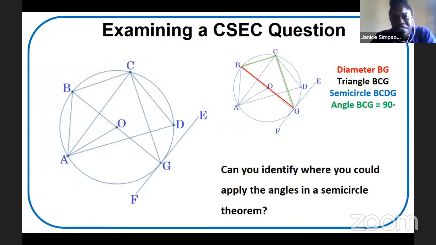So BCG there. The diameter is BG, passing through the center O, and the angle at the circumference that is standing on that diameter is angle BCG, and that angle measures 90 degrees. So we say, for our reason, angle in a semicircle is a right angle, or angle at the circumference standing on the diameter measures 90 degrees.